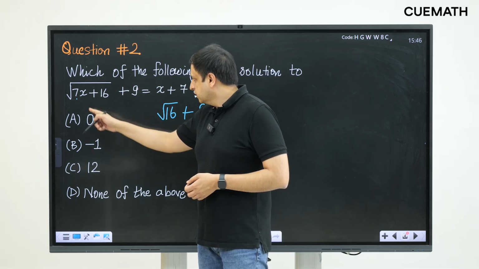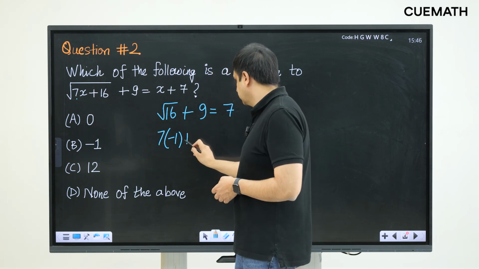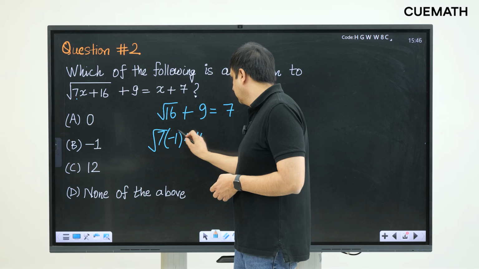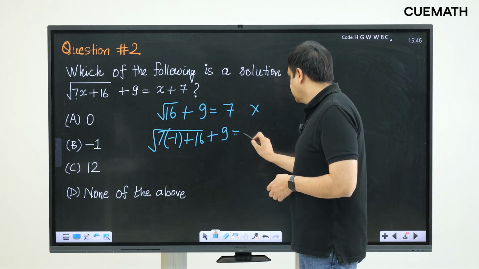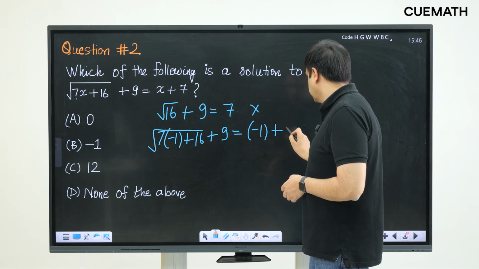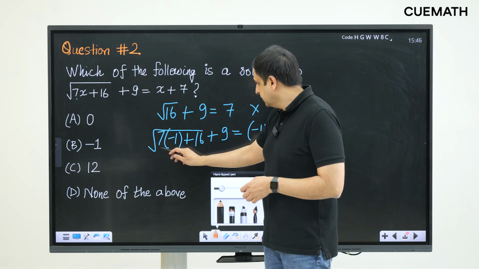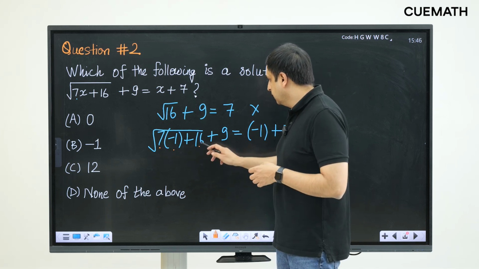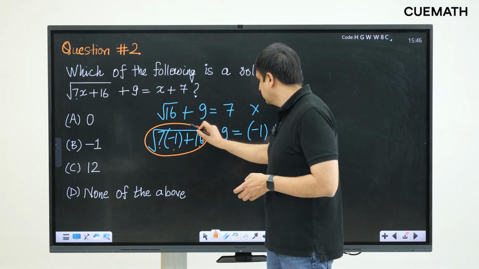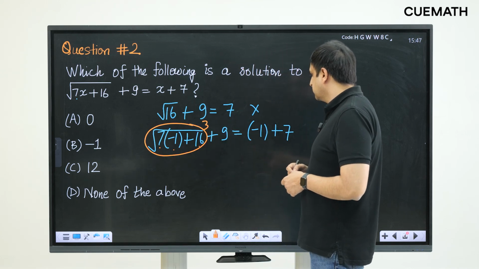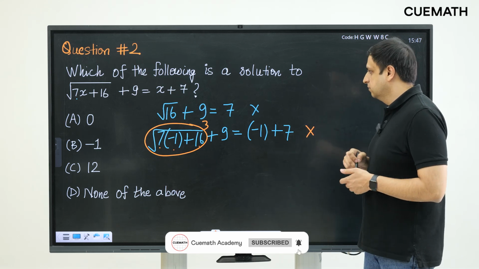Now if I take x equal to minus 1, so 7 times minus 1 plus 16, the square root of that on the left side, plus I have a 9 as well, and then on the right side I have minus 1 plus 7. So let us see what I get here. On the left side, 7 into minus 1 is minus 7, plus 16 is 9, root of 9 is 3. So 3 plus 9 is 12 on the left side, but minus 1 plus 7 is 6 on the right side. So this also does not work.